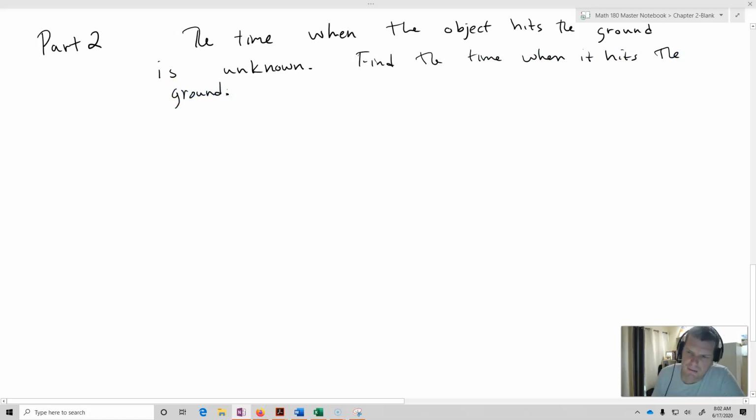An object hits the ground when its position is 0. Generally when we write a function, we start out at the building's 100 feet up, so that's the plus 100, and then it's going to drop, and when it finally hits the ground it has a position of 0. So we want to know when 100 minus 4.9 t squared equals 0. We're just going to solve that equation. It's just a little quadratic.